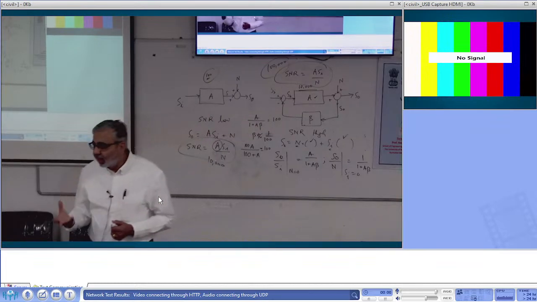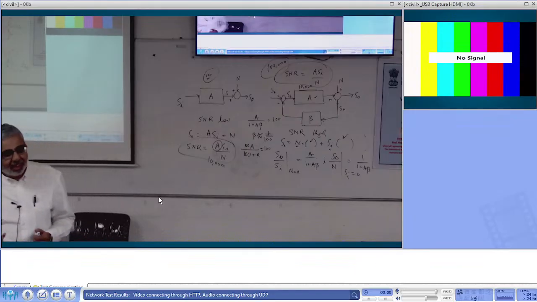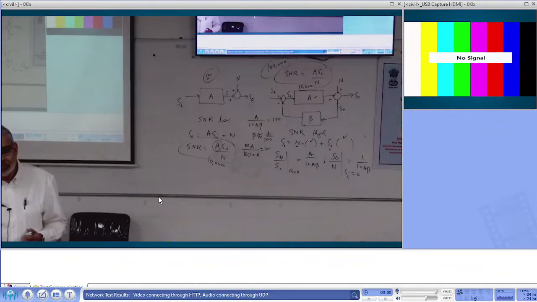Op amp कितने का आता है? 20 रुपए, 30 रुपए का, right? No cost. Transistor जितने में op amp आ जाता है आजकल. Right? So this is the backbone of electrical engineering. This type of feedback.